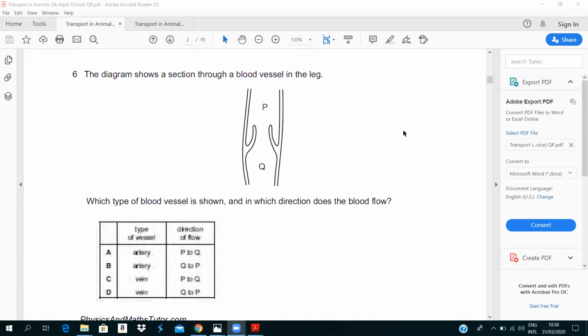What's your name? Zuraiqat. Okay, Zuraiqat, continue. The diagram shows a section through a blood vessel in the leg. Which type of blood vessel is shown and in which direction does the blood flow?